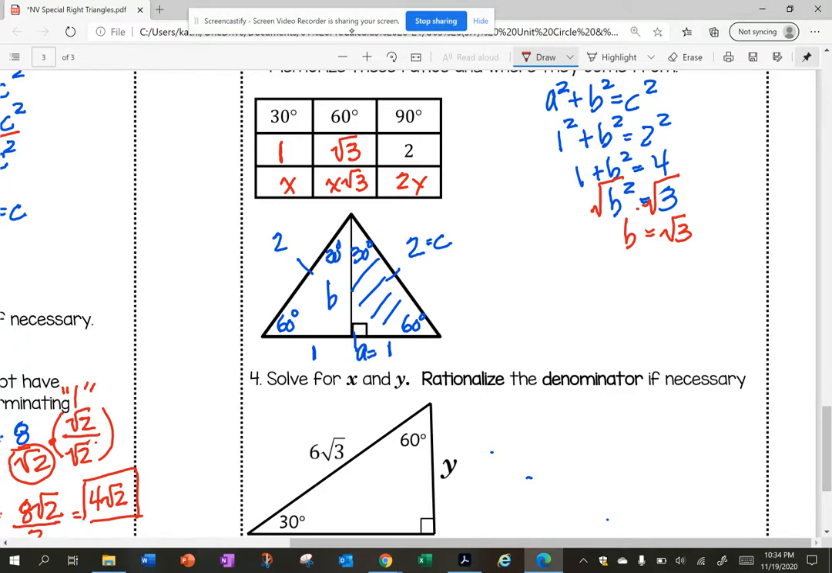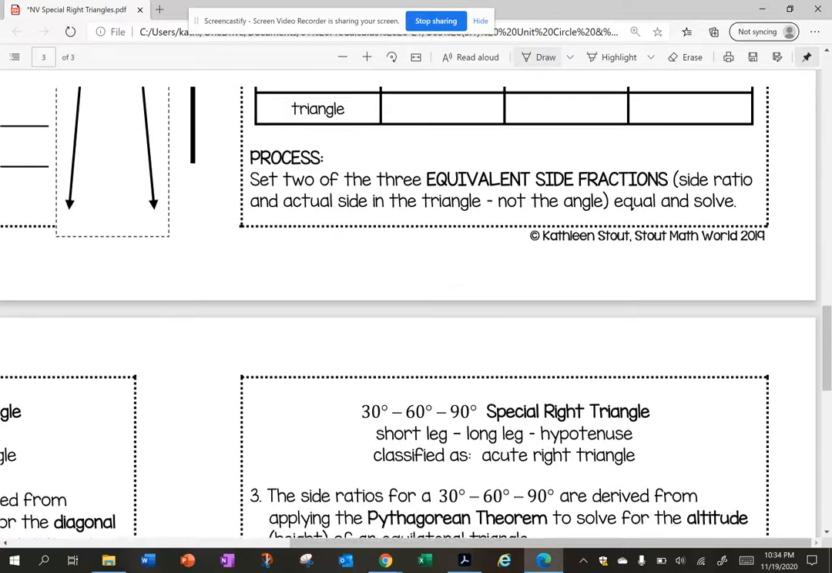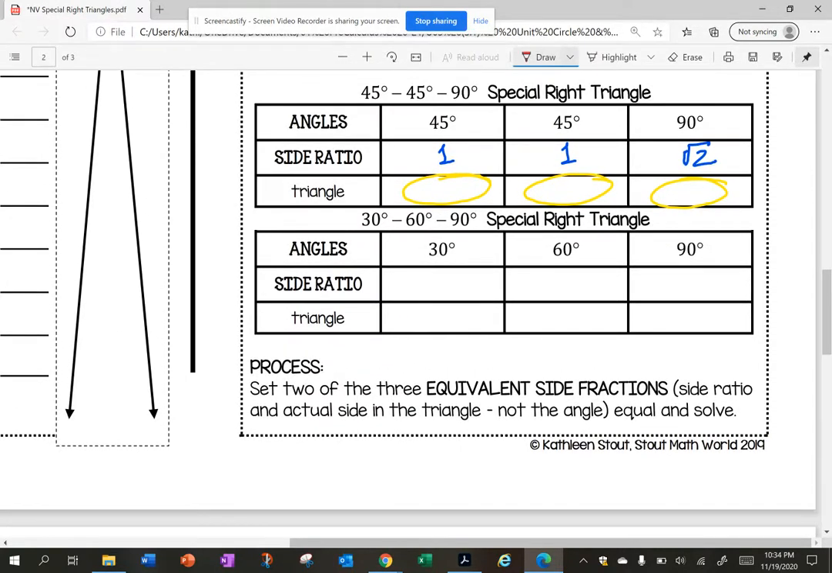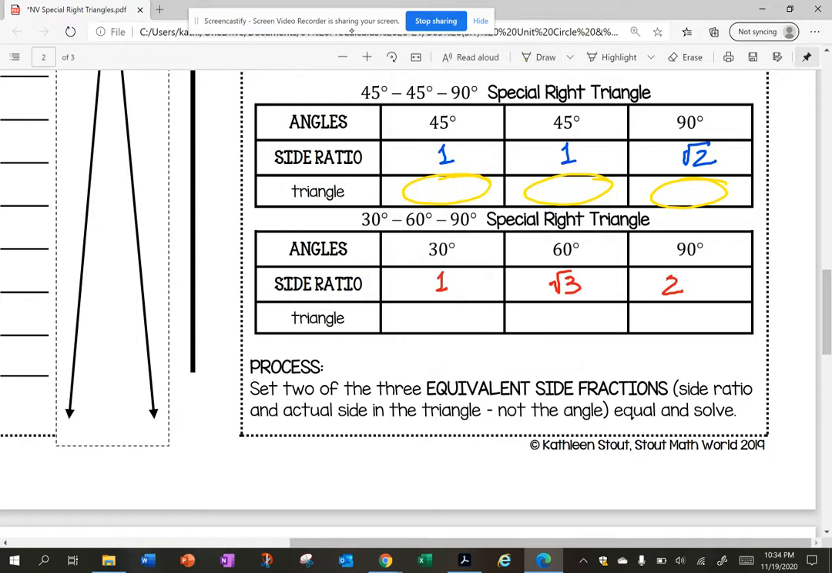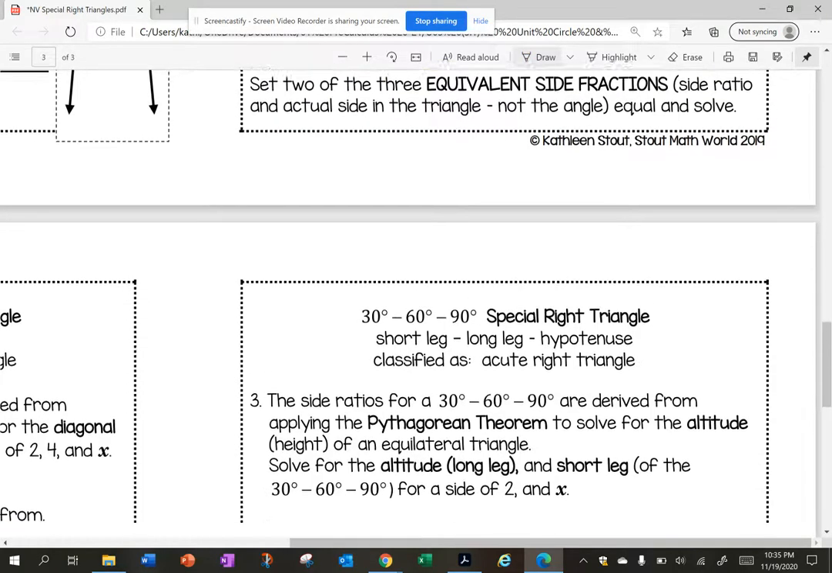So I teach my students to work with the top numbers. Let's go fill in our chart here. I teach my students to set up their equivalent fractions as 1, the square root of 3, and 2. And then again, I am going to fill in what's actually in my triangle here. And how I remember these is I remember 1, 2, and 3 are involved, but they're not in order. That's usually what I remember. So you got to kind of figure out your things. How do you remember stuff?